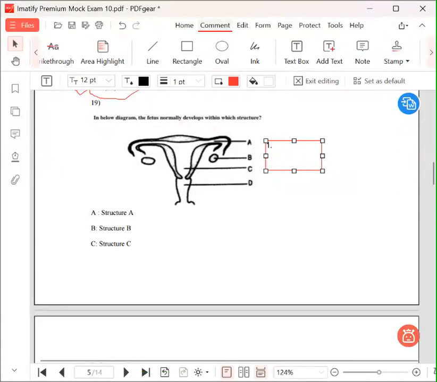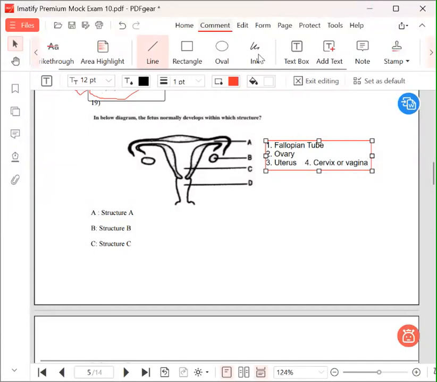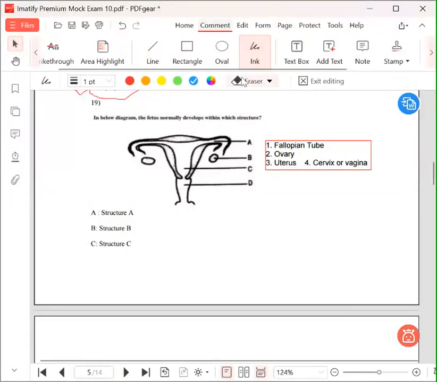The first structure, structure A, is the fallopian tube, or you can say uterine tube, or ovarian tube. The second structure, structure B, is the ovary, where the egg is formed. The third, structure C, is the uterus, whereas the fourth one is either the cervix or vagina. Okay, so it says that the fetus normally develops within which structure?